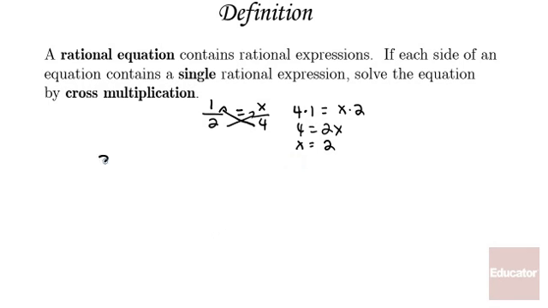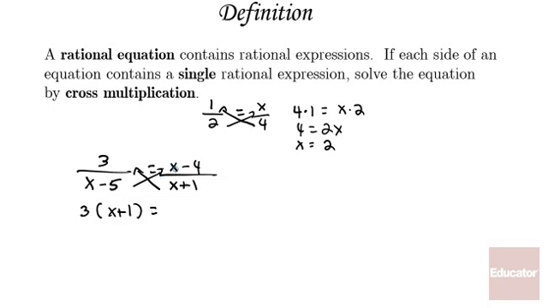For example, if you're given 3 over x minus 5 equals x minus 4 over x plus 1, you can solve by cross multiplication. Multiplying this numerator and this denominator and this numerator and this denominator. Okay, so that gives me 3 times x plus 1 equals x minus 4 times x minus 5. Now, once I've done that, then I have something that I can work with and solve.